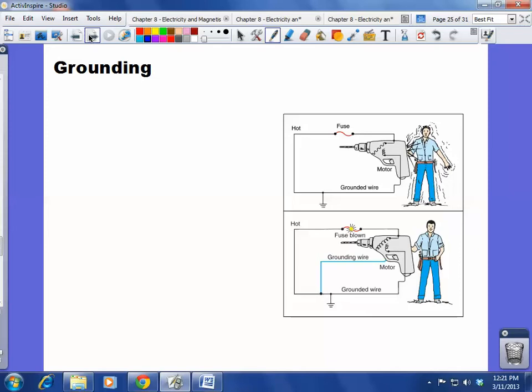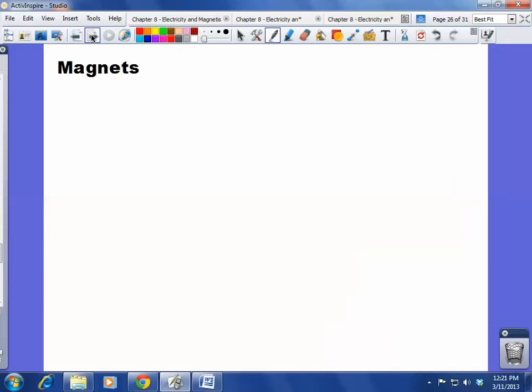Now, we also need to spend a decent amount of time talking about how we get electricity. And I know it's a lot of me talking today. You guys will just have to bear with me. And the way we get electricity is actually from magnets.